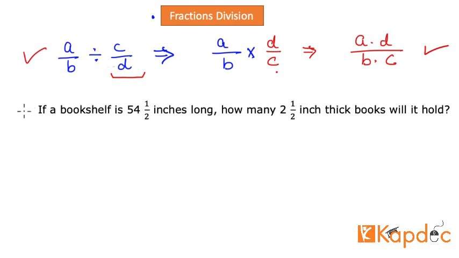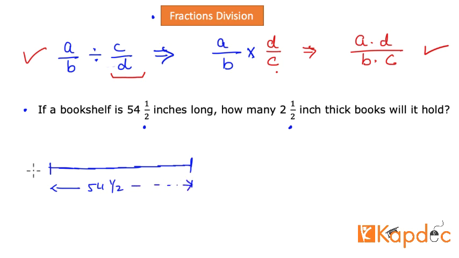So here is our scenario. There is a bookshelf that is 54.5 inches long. We want to find out how many books this bookshelf will hold if each book is 2.5 inches thick. Okay, so let's draw a diagram to explain this problem a little better. If this is the total length of my bookshelf, and that is 54.5 inches long, and each book has a thickness of 2.5 inches, then how many books can I hold on this shelf?